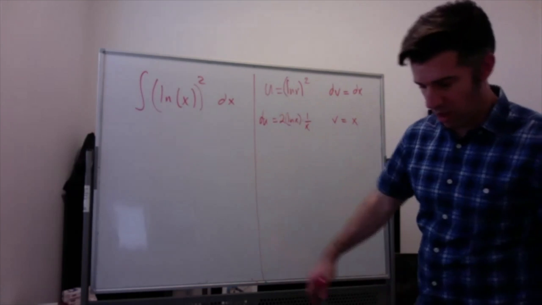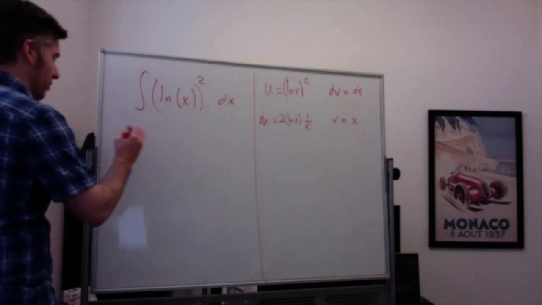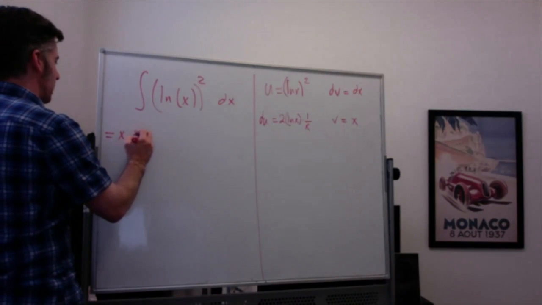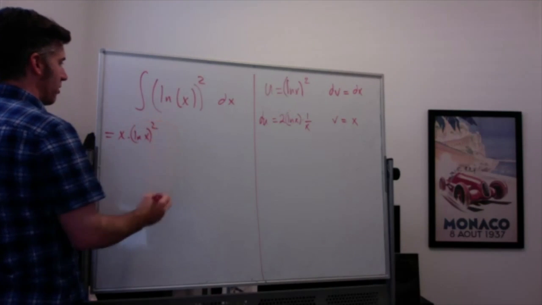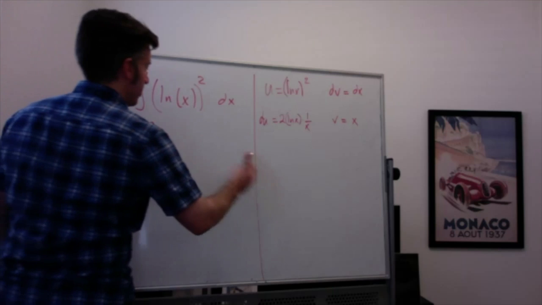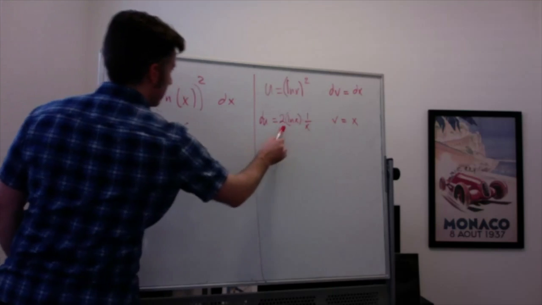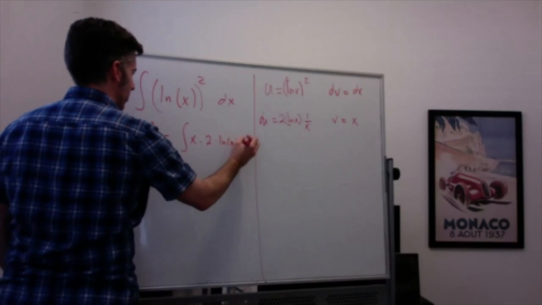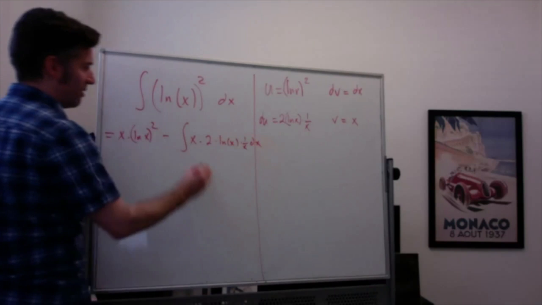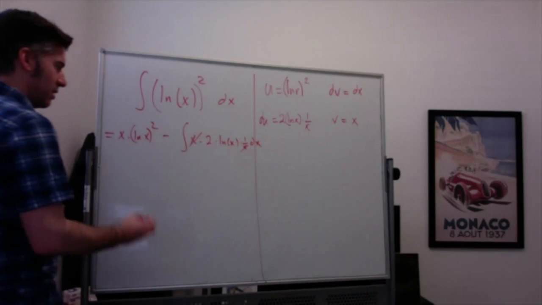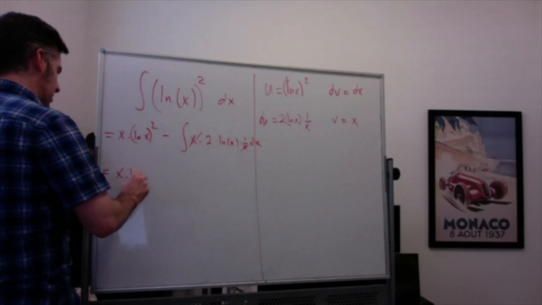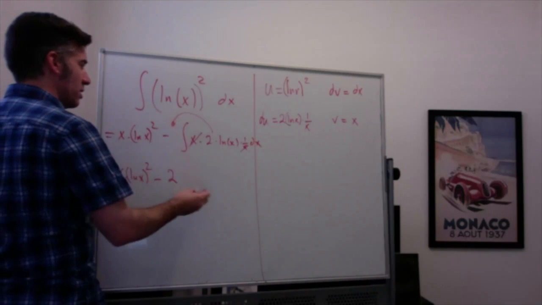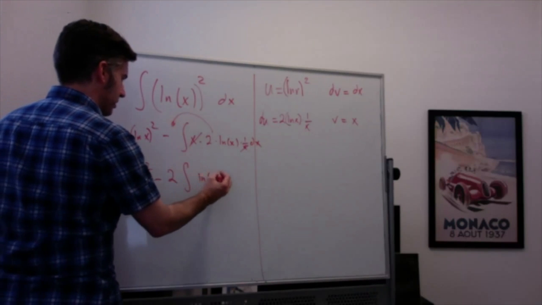Throw it into the formula. So we're going to get uv, which I'm going to write with the x first: x times the natural log of x squared, minus the integral of v du, which is going to be x times 2 times natural log of x times 1 over x dx. And the x's cancel. So I can rewrite this as x times the natural log of x squared minus 2, I bring out the 2, integral of natural log of x.